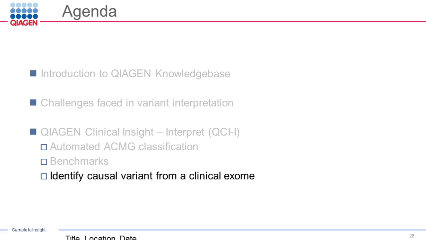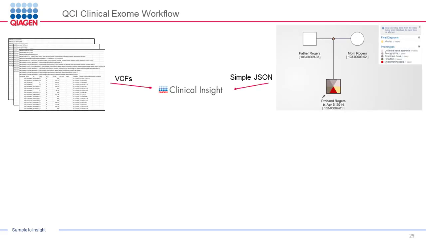So now we've seen how automated ACMG classification works and proven its accuracy, but let's look at a practical example where we identify a causal variant from a clinical exome sample. So just briefly to discuss the clinical exome workflow. In this particular example, you can see in the pedigree on the right, we've got two unaffected parents and an affected son. And this patient has a constellation of features, but no clear diagnosis, which is typically the case for a clinical exome. So you can see that the pedigree is shaded with these 5 different phenotypes.